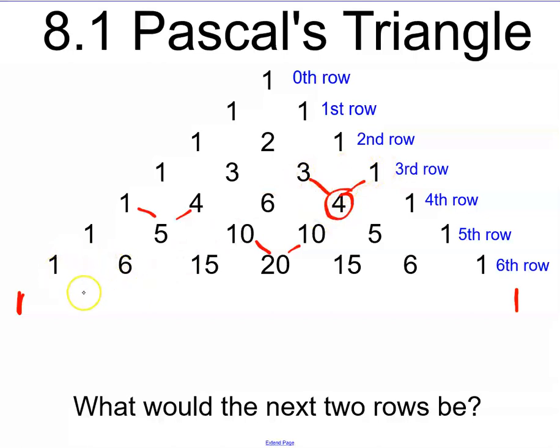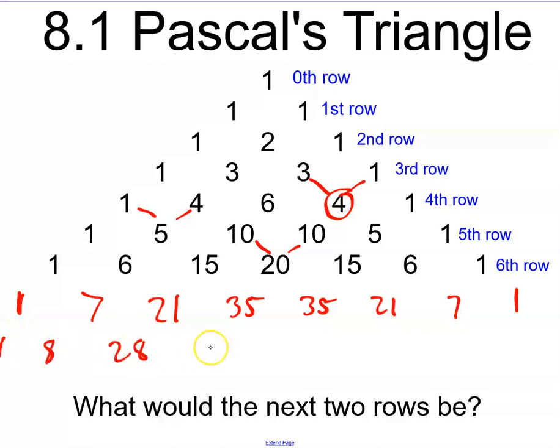So this would end up being a 7, 21, 35, 35, 21, 7. The next row would then be 1, 8, 28, 56, 70, 56, 28, 8, and 1. All right, so that is how you form Pascal's triangle, and you can keep going.